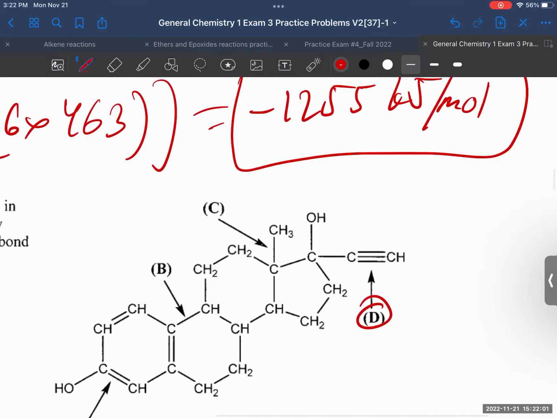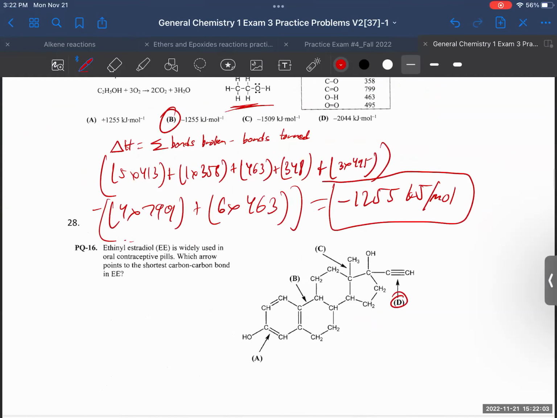So the correct answer is D, because triple bonds are the strongest, but they're also the shortest. That's how you know it's a steroid: look at the name, ol means there are alcohols, and diol means there are two alcohols in this. Estradiol sounds like estrogen, so it's a steroid.